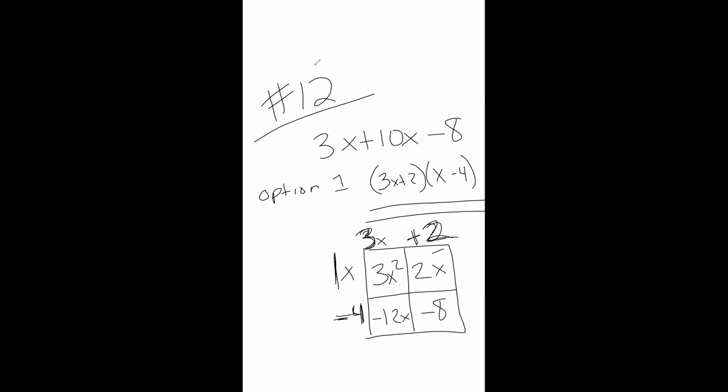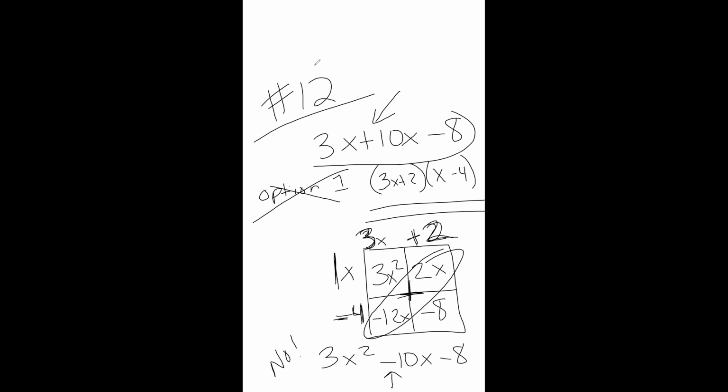Okay, so I'm going to do the same thing. I'm going to add this one. So I have 3x squared. Negative 12 plus 2 is not positive 10. It's negative 10x minus 8. This has negative 10. Your question has a positive. So option 1 is not an option. And then you can go through option 2, option 3, option 4, use the box method and figure out which one comes out to be that.